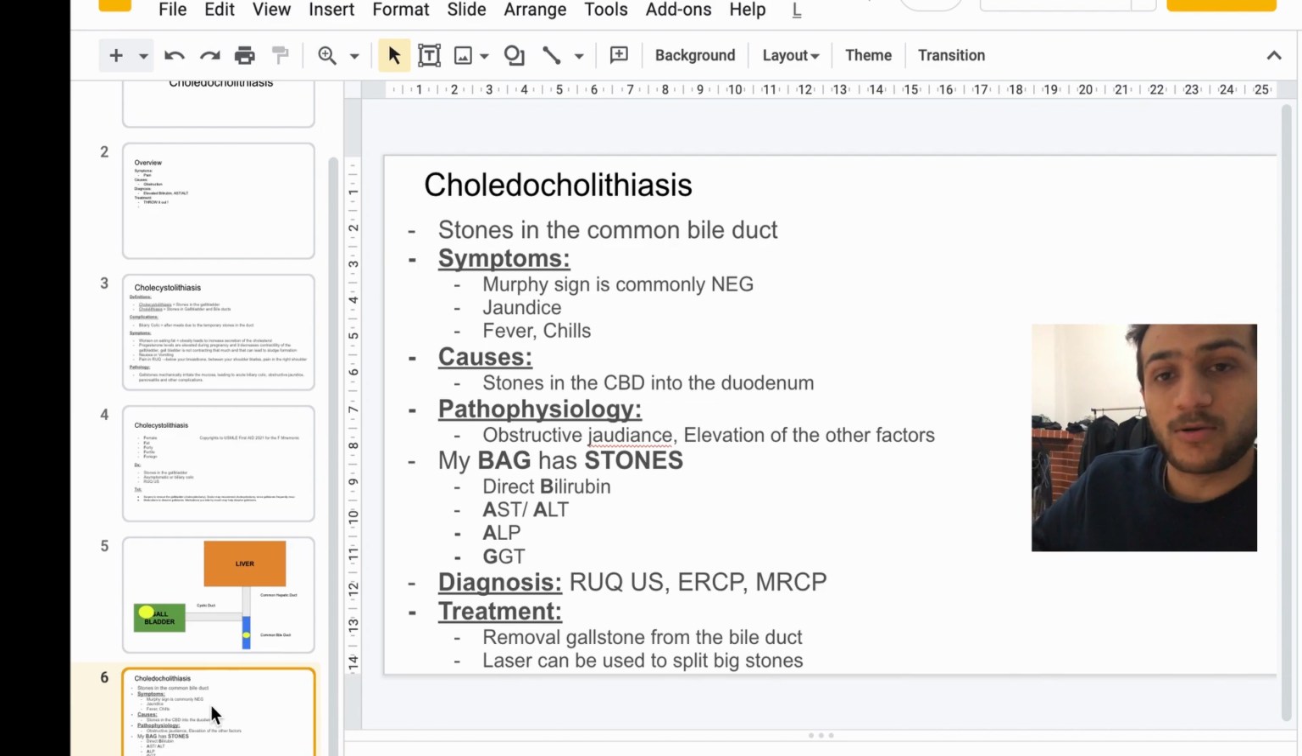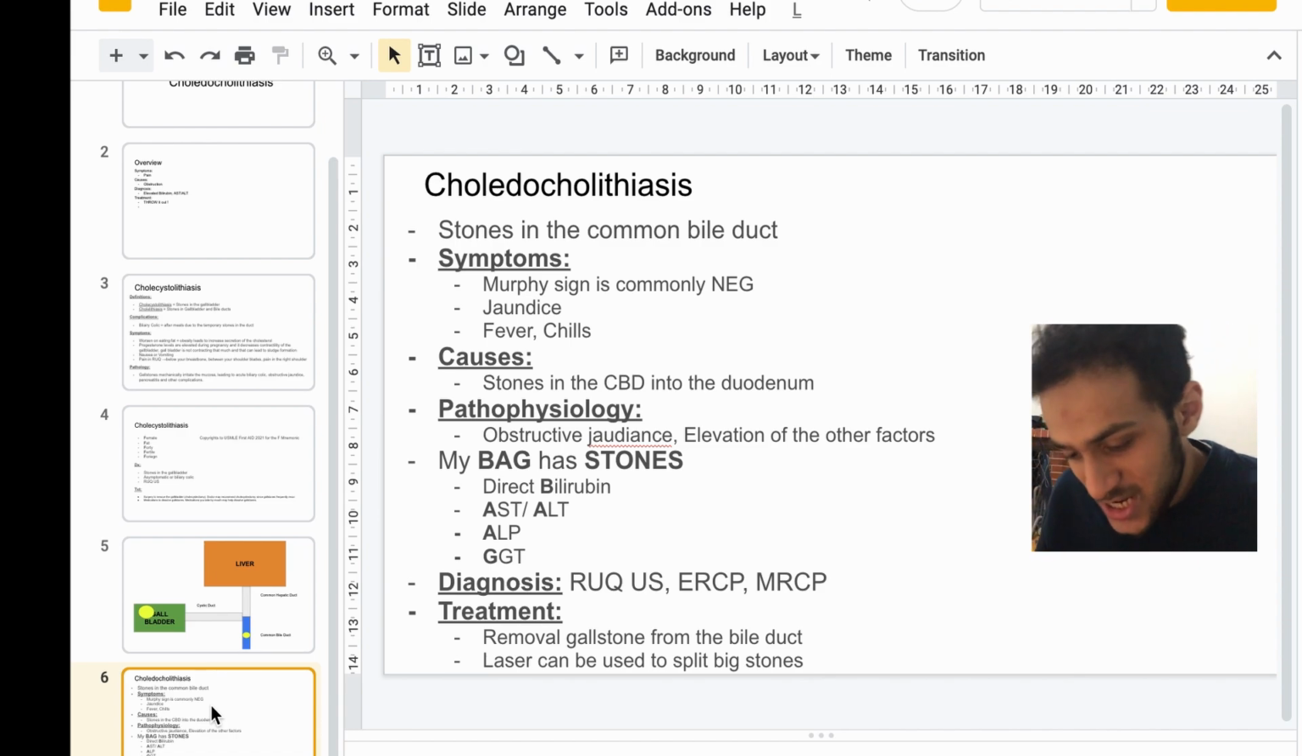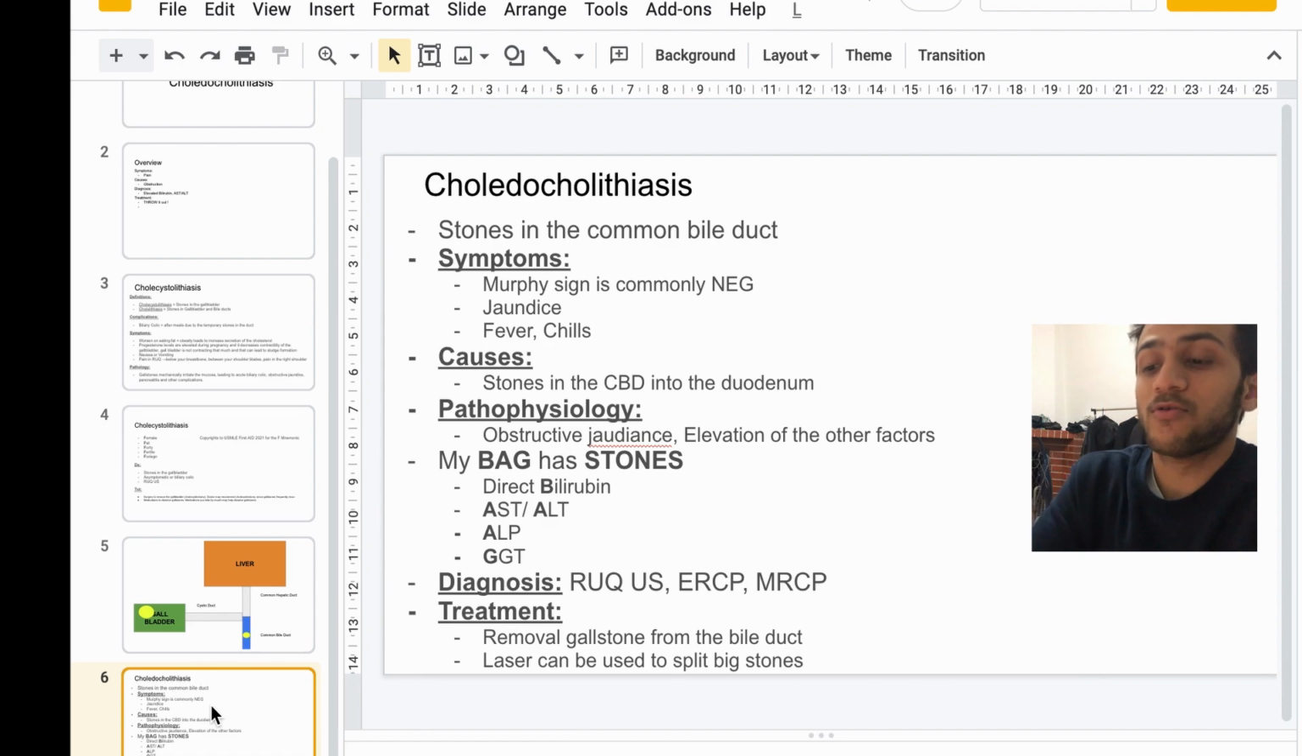Diagnosis: right upper quadrant ultrasound. You can do an ERCP. Sounds very complicated, sounds like Chinese, but it is actually endoscopic retrograde cholangiopancreatography, and magnetic resonance cholangiopancreatography, and that's it. Very simple. Just do these studies, and you can identify the stone and see it.